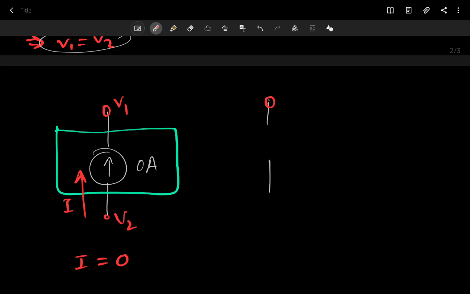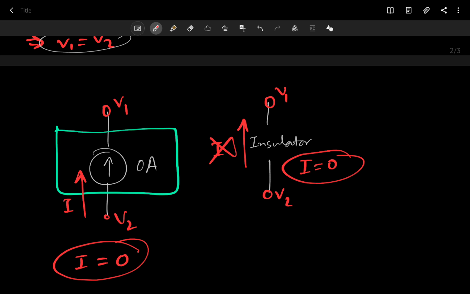Because if we don't have a connection, say we have air in between them or something like that, so we have an insulator in between them, current cannot pass through them. So the current here is 0. You don't have to use an insulator; if you break a wire, there's air everywhere, and air is an insulator. So the current here is also 0. So the equations on both of these circuits are the same.